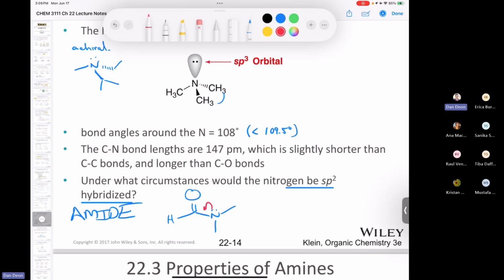Remember, this lone pair participates in resonance, and the only way it can is if it's in a p orbital. You could take your time here and draw the resonance form, which looks like this, and then we have our nitrogen. So that nitrogen is sp2 hybridized. Just keep that in mind. That's very important, and it's actually going to show up in the chapter on proteins and peptides and all that good stuff.